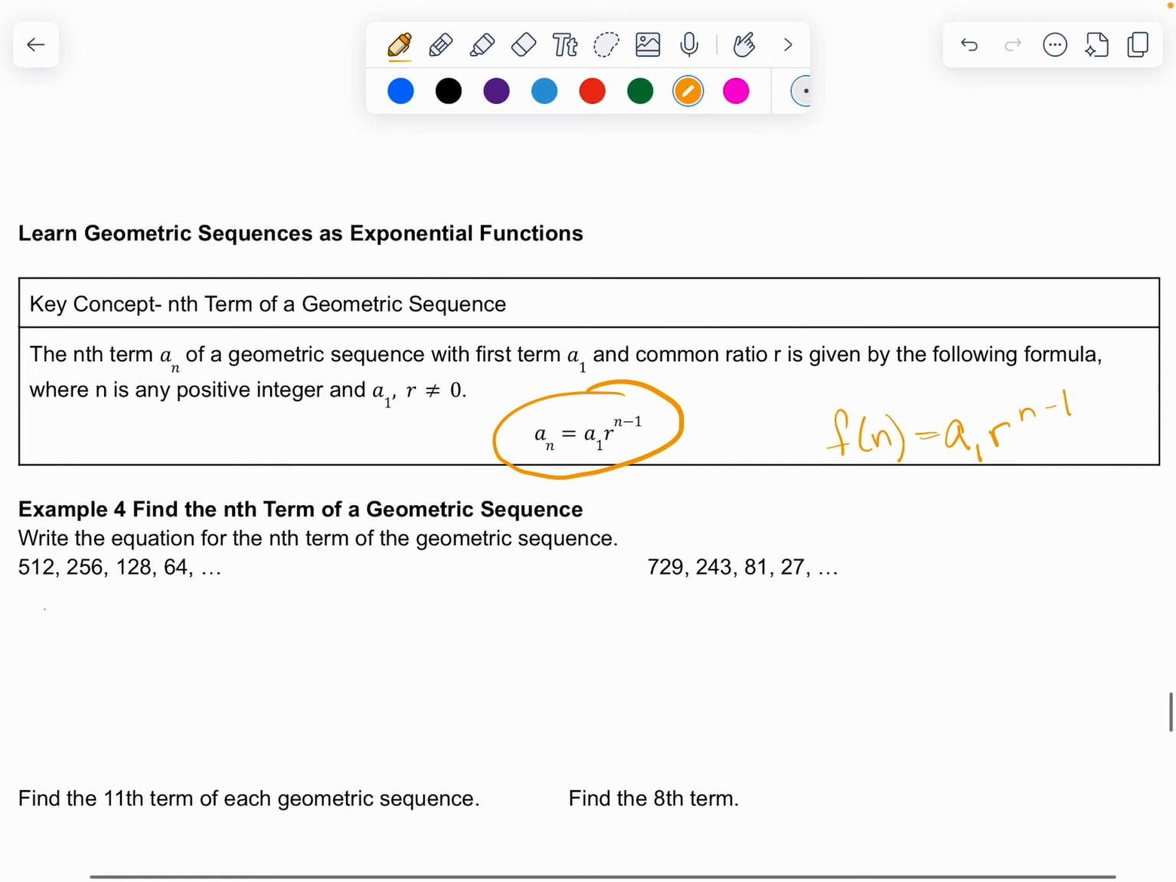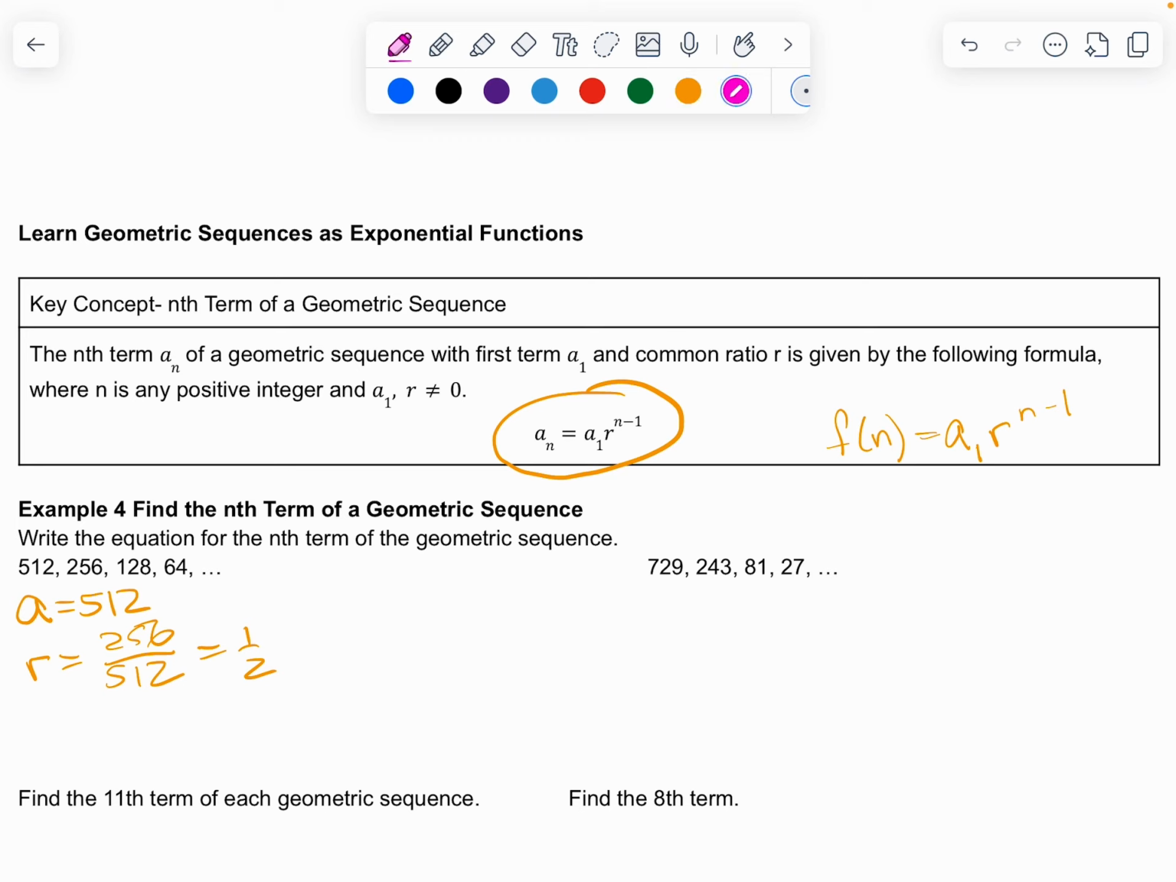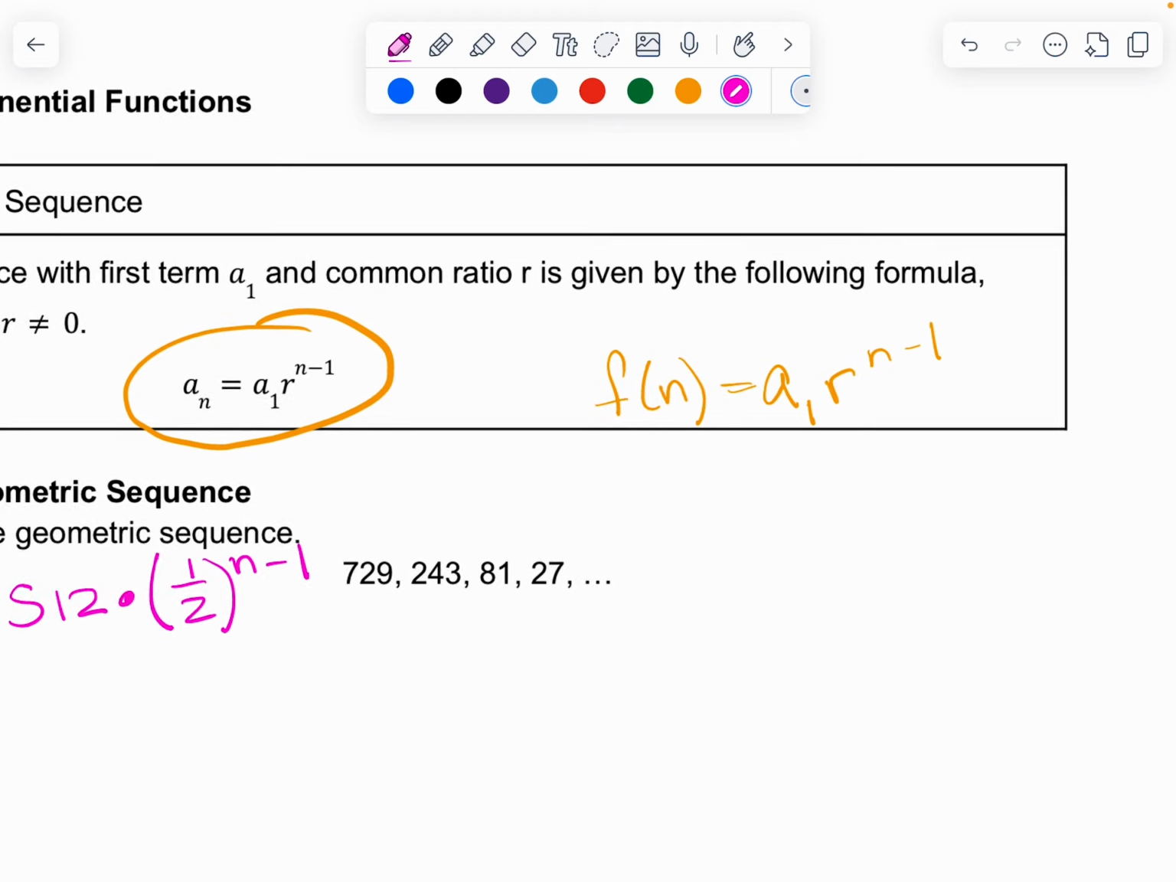So first things first, our a value is equal to 512. Our r value is 256 over 512. And I think I know what it is off the top of my head, but we want to make sure. 1/4? Nope, 1/2. So I would have messed that up. So it's a half. So I'm going to take my a sub n equals 512 times my r value, which is 1/2, raised to the n minus 1. And that's our equation.